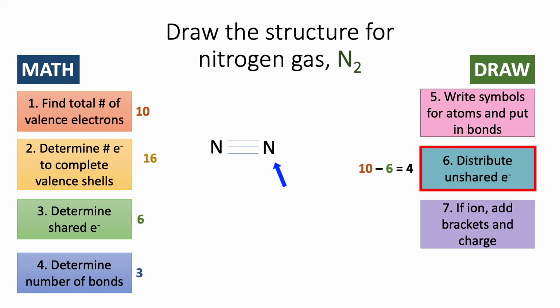Well, if you look at this nitrogen right here, it has 6 shared electrons, but it still is not to 8 yet. It needs 2 more to get to 8, so we're going to put 2 electrons right there. And then the other nitrogen also needs 2 more electrons, so we'll put the other 2 electrons right there. And at this point, I like to go through and just count electrons to make sure that I have used up all the total electrons and I don't have too many electrons. So 2, 4, 6, 8, 10. The last step says if ion add brackets to charge. That's not applicable because this is not an ion.